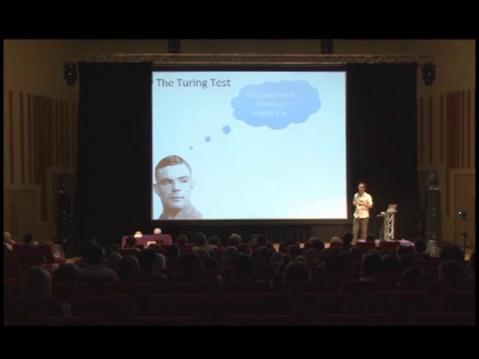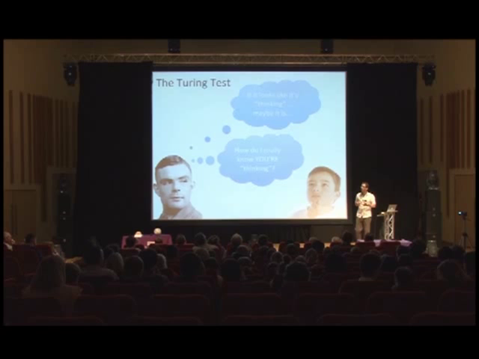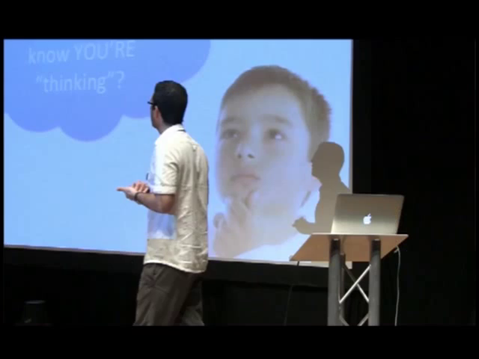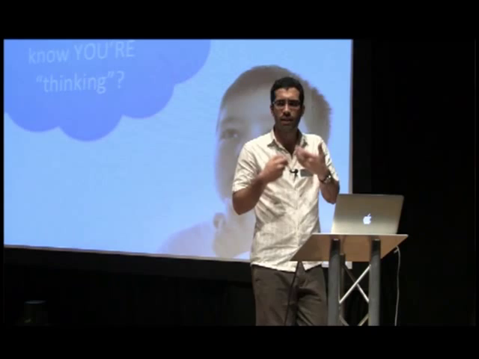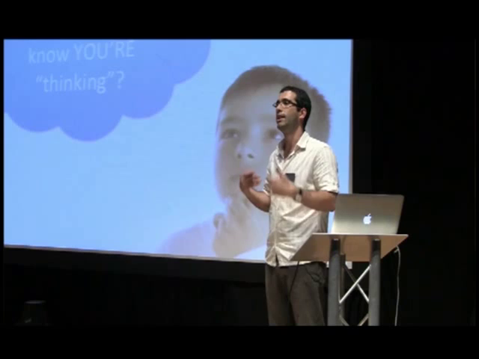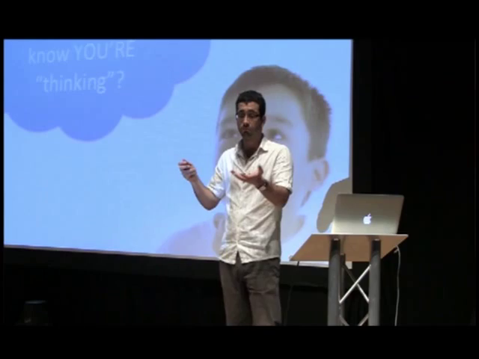And Alan thought, how do I really know that the people around me are thinking? We don't really know. And this is the principle of the Turing test, that if a computer could behave like it's clever, like it's intelligent, like it's thinking, maybe that's enough. Maybe it is doing everything we would want from it.